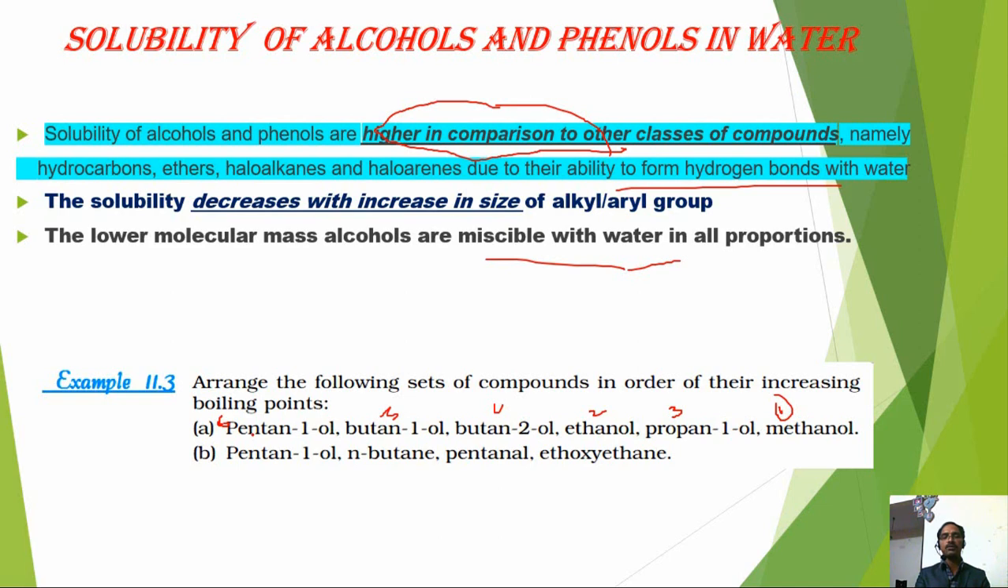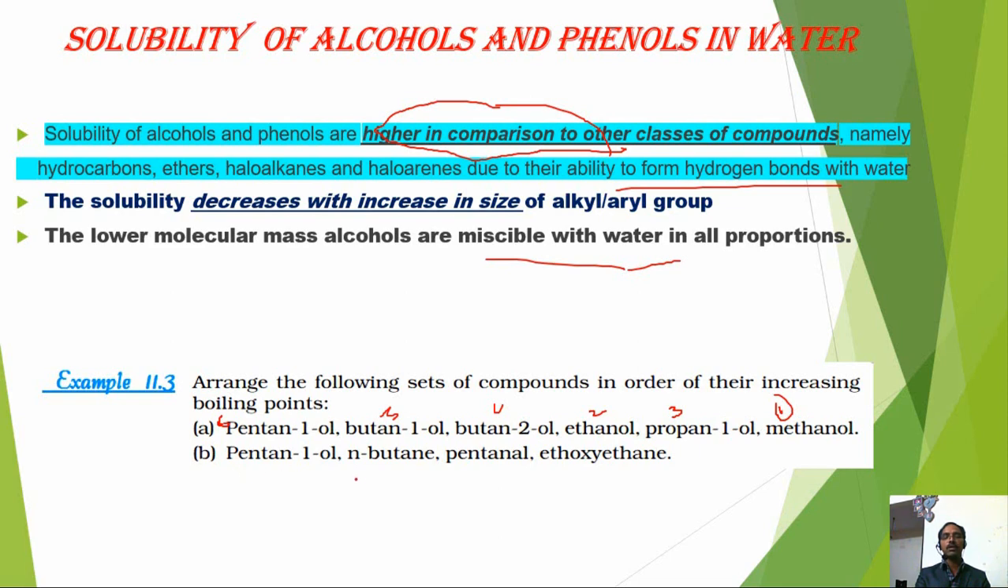How do you have to write? See, the number of carbons is the first preference. If the carbon chain is the same, then we have to consider surface area. If surface area is more, then boiling point is more. Surface area, how to calculate? Just check for simple branching in the molecule. If branching is there, obviously surface area is less.